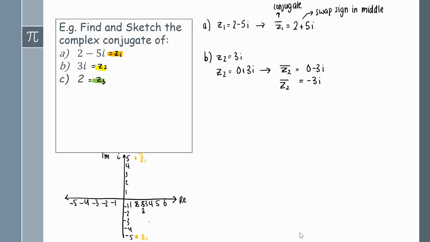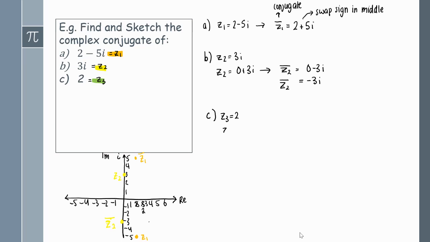If I sketch this, Z2 will be 3 units along my imaginary axis in the positive direction, and the conjugate of Z2 would be negative 3 units, so down 3 units along the imaginary axis. Again, these are reflections of each other over the real or horizontal axis here.